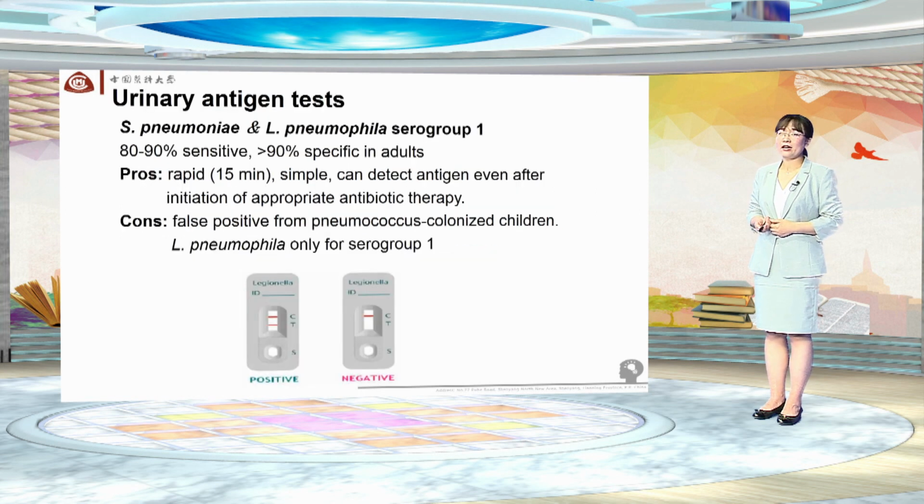The urinary antigen test is only available for Streptococcus pneumoniae and Legionella pneumophila serogroup 1. The sensitivity and specificity are very high in adults. It's rapid, simple, and can detect antigen even after initiation of appropriate antibiotic therapy. The disadvantages are false positives from pneumococcus-colonized children, and that Legionella pneumophila detection is only for serogroup 1.